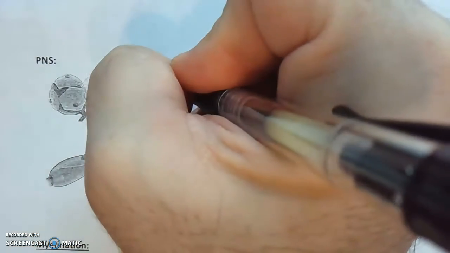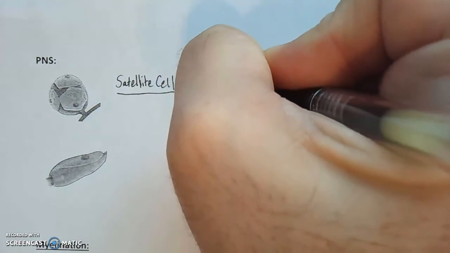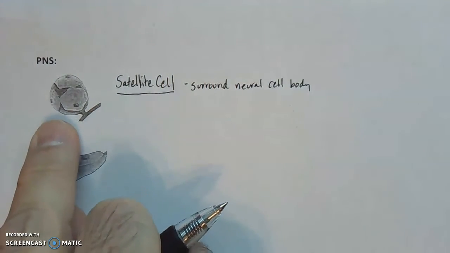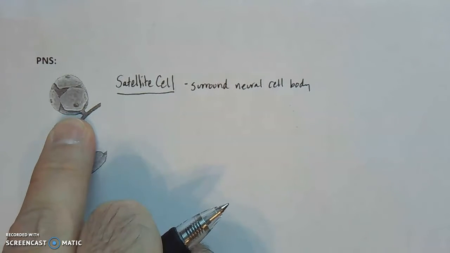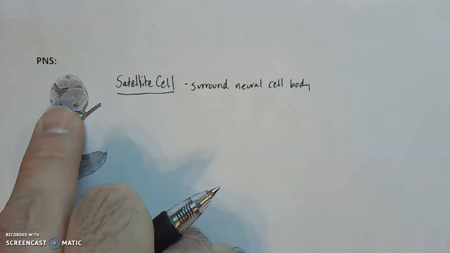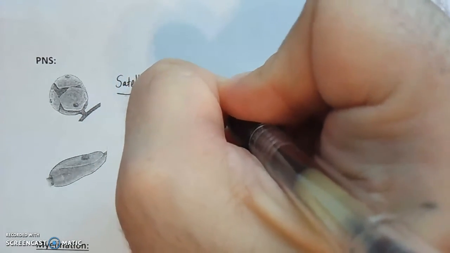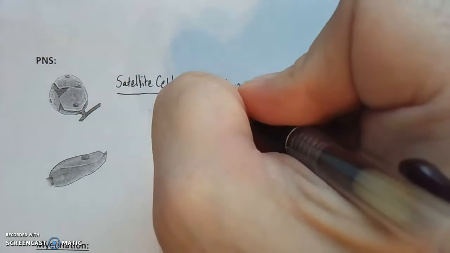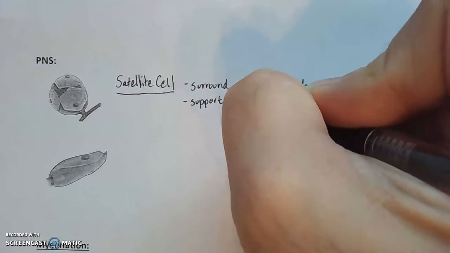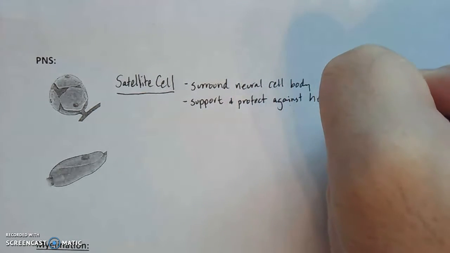And these satellite cells surround neural cell bodies. So you can see how they're plastered on there, and they kind of look like fried eggs that are on top of and surround this neural cell body. They offer support, much like an astrocyte, and they protect against heavy metal poisoning.